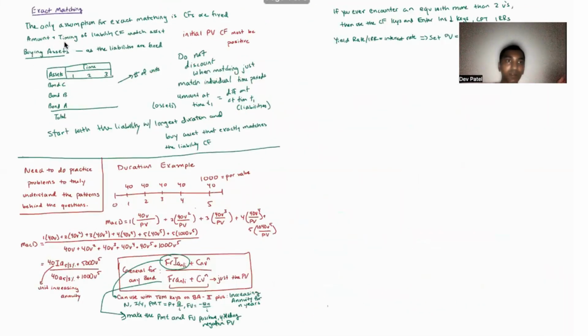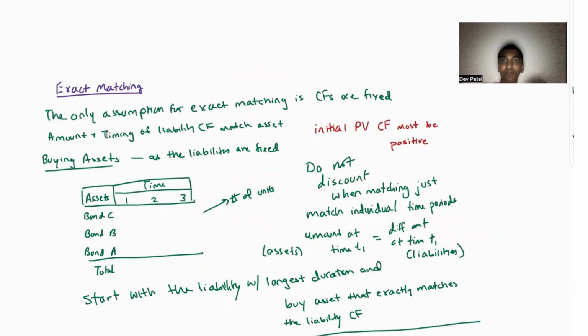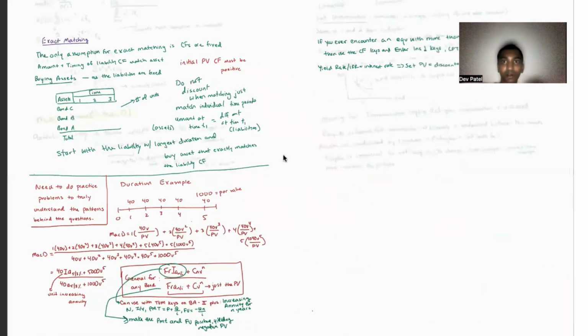And then we have this concept of exact matching. The only assumption in exact matching is that the cash flows are fixed. In the previous two Redington immunization examples, we gave these different assumptions. Those assumptions were, let me go back to the assumptions.